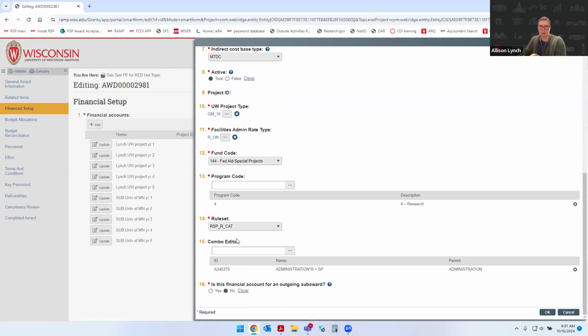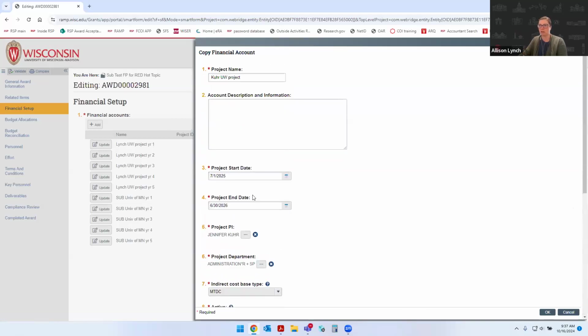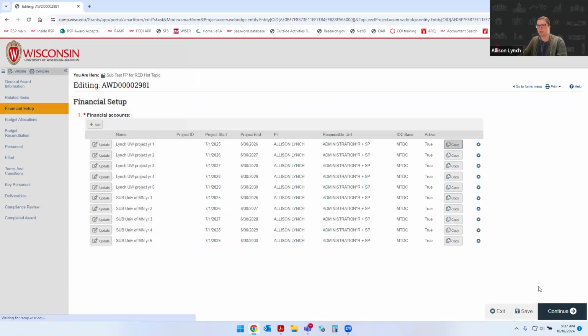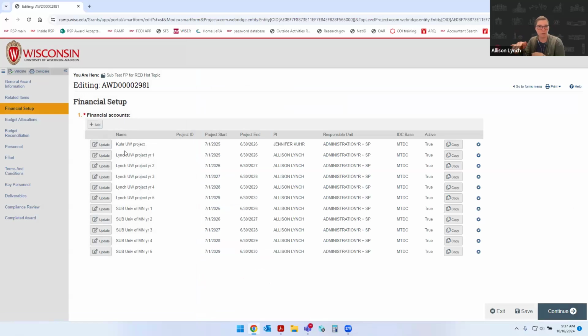I prefer the copy function because it pre-populates a lot of these things. The only things that you really need to update are the project name, the PI, and dates if you're copying to do different budget period dates. Now you'll see this new financial account. I'm going to pretend we did 5 more of those, because this project doesn't have automatic carryover, so you need a new project or financial account for each budget period.